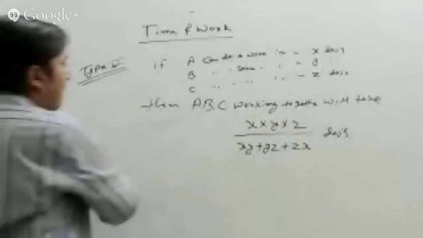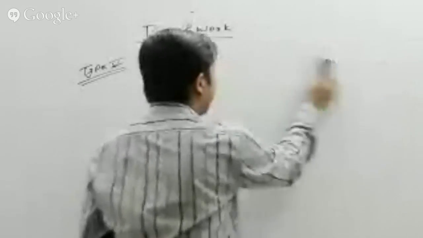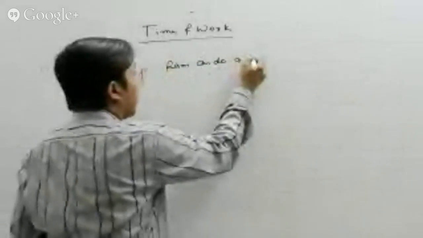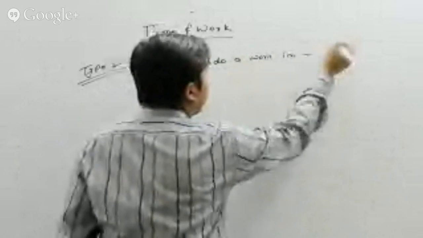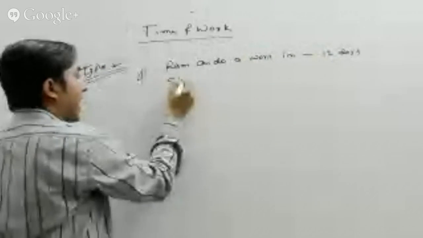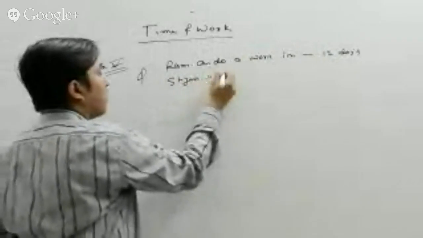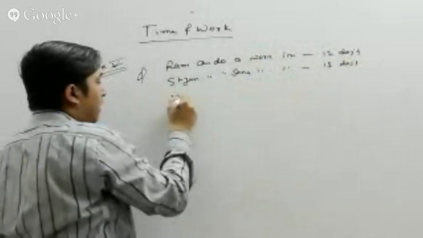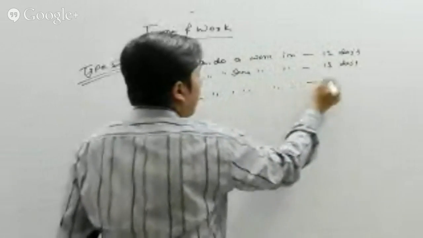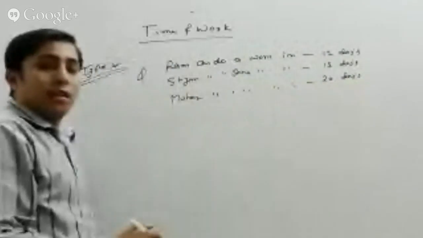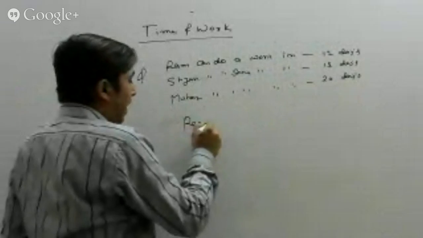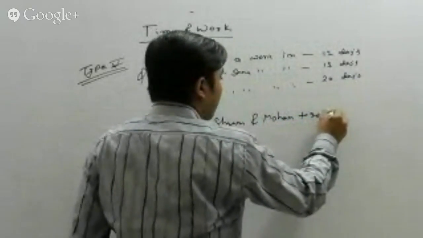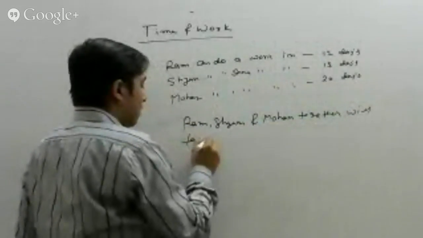Let's take an example. If Ram can do a work in 12 days, Shyam can do the same work in 15 days, and Mohan can do the same work in 20 days, then Ram, Shyam and Mohan together will take how many days to complete it?